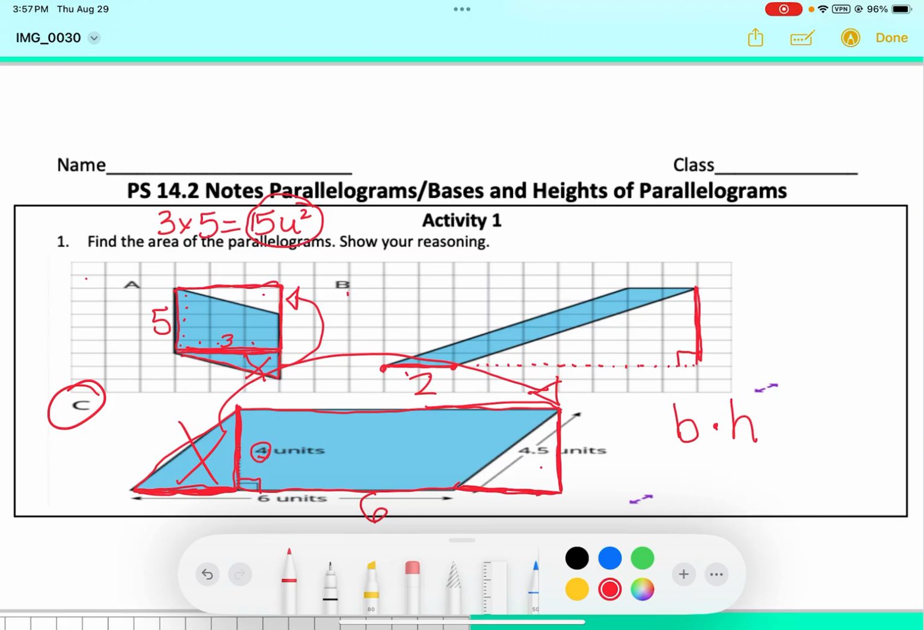I'm not forming a new part of the shape, but I'm just trying to say if I extend my base and I form a right angle and go to the opposite side of the shape, how tall is it? So I'm going to count the units. 1, 2, 3, 4, 5, 6. So the base is 2 and the height is 6, so I would multiply 2 times 6, and I would get 12 units squared. There's other ways to get there, but if you got it, awesome. If you didn't, that's okay. That's a really tricky one.